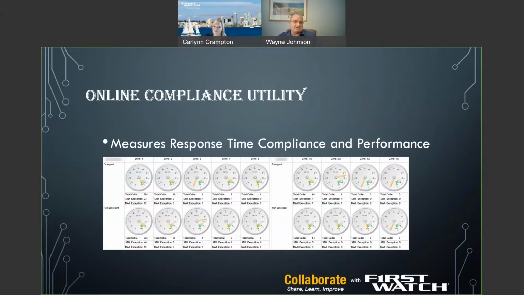At the end of the day, what it ends up doing basically is measuring your response time compliance and your performance against your system. For example, in this dial display here, they give you the total number of calls by zone, by whether it was emergent or non-emergent for this particular customer. It tells you how many standard exceptions you may have incurred. If you have a max exception, something that goes double the response time standard, for example, we can also call that out so that you can see those on an individual basis as well.